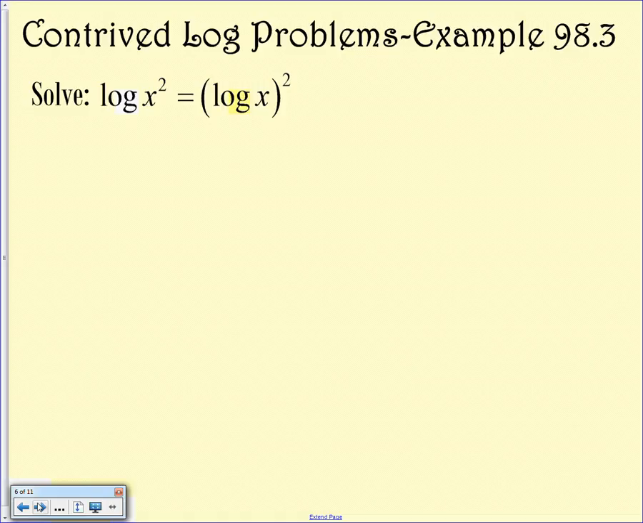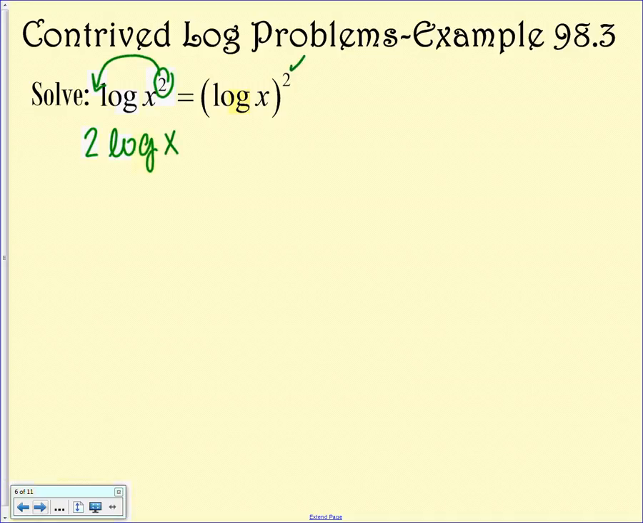The one on the right is saying log of x, get that number, and then square it, okay? So those are two completely different things, even though they may kind of look the same. The parentheses are very important there. So what we are going to do is take this exponent and move it to the front. And so we have 2 log of x.